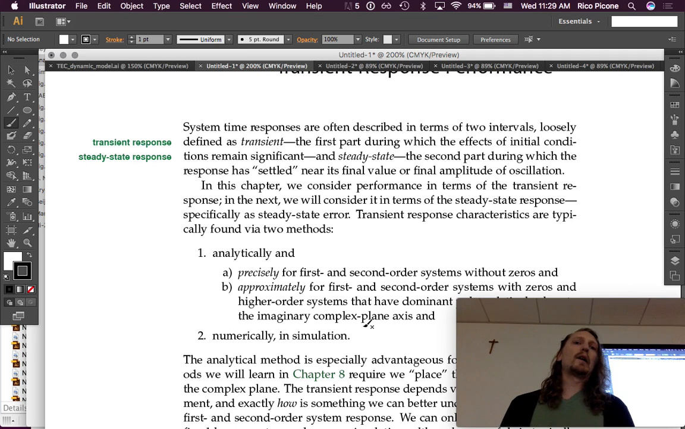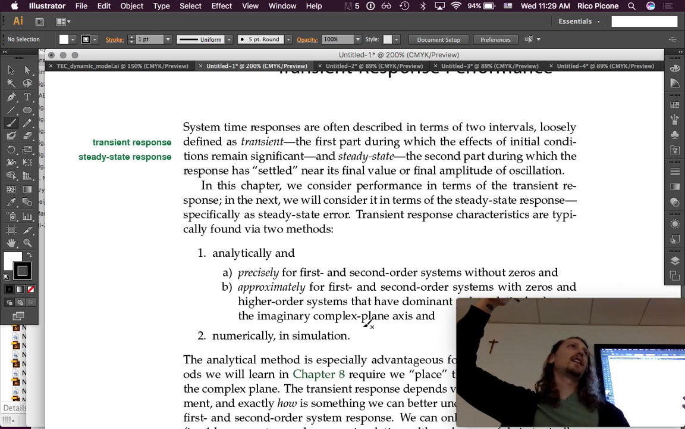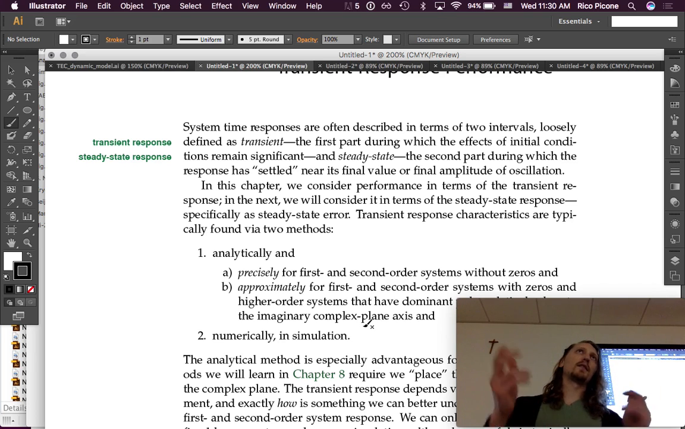So right now we care about how we get to the steady state, that transient part. And then next chapter, we're going to worry about, is that steady state a desirable steady state? And how do we fix it if it's not? Good. Well, we won't talk about how to fix it until the next chapter, but we'll at least be able to identify if it's not performing the way we want.